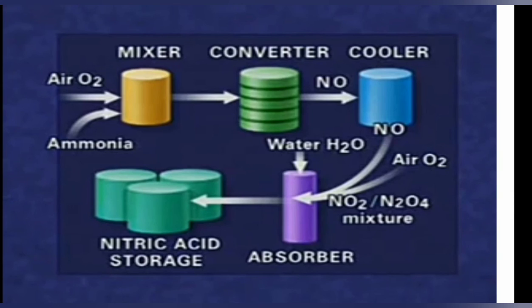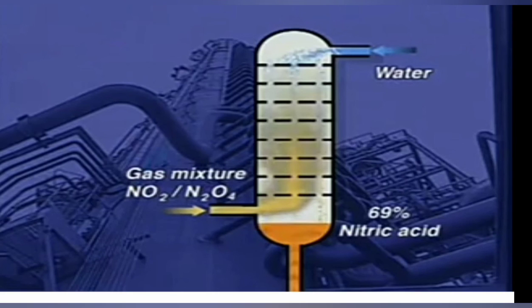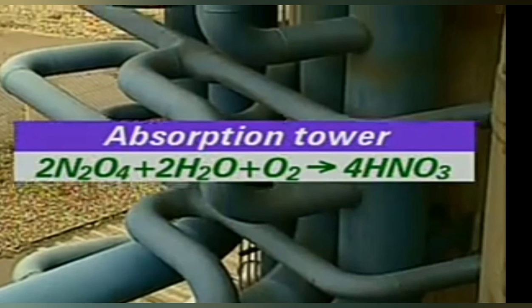Here it is just the formation of nitric acid. Like in a mixture we take the air and ammonia, and then a converter in which we get the NO, then again a cooler. This is just a repetition of the first part, of how we can prepare it. Here it is: the absorption tower, you can see what the reaction is.